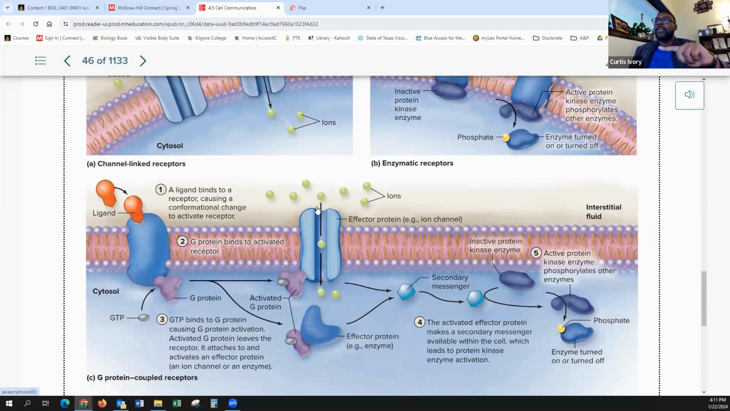So the message has to go through different channels or people to get something done. This one is pretty cool because it has to work behind the scenes. It doesn't work directly like these do. So it has to have a few different receptors. A lot of things have to happen in order for the ions to be unlocked through this gate to come through.